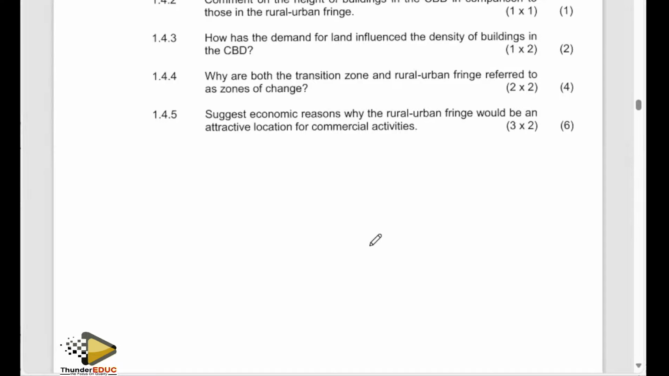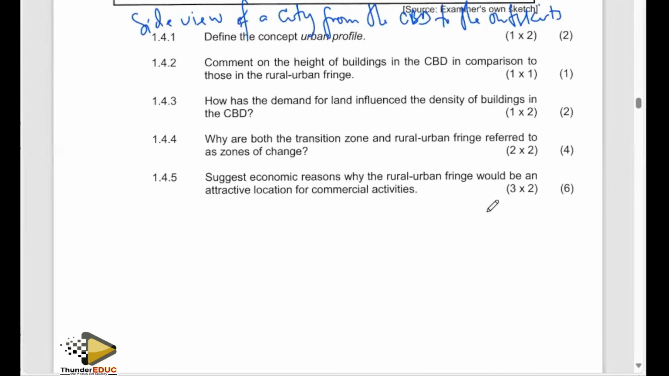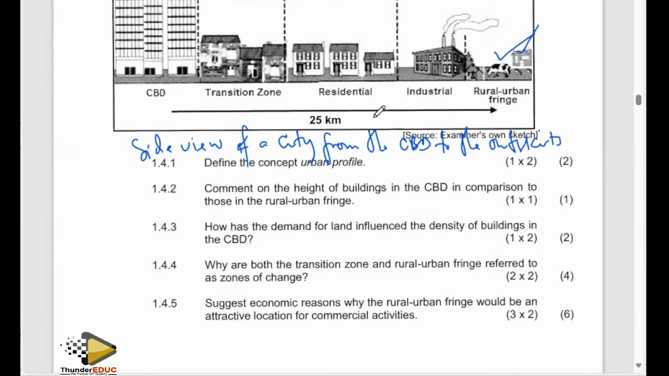Why are both the transition zone and the rural urban fringe referred to as zones of change? Why are they zones of change? We are looking at the zone of transition. This one here, it's a zone of change. And this one here, the zone of change. Why is it regarded as a zone of change?